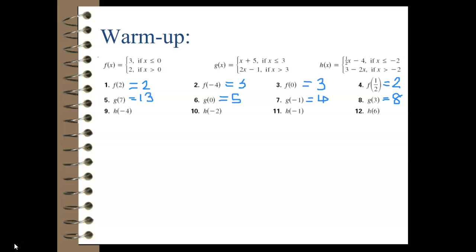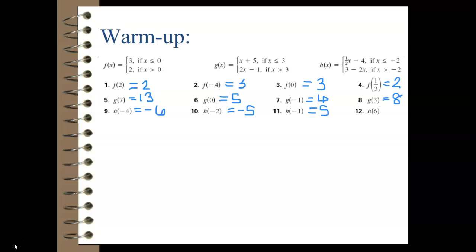-4 for h, so -4 is less than or equal to -2. So -4 times 1/2 is -2. -2 minus 4 is -6. -2 goes to the equal, which is the top, so you get -1 minus 4, which is -5. -1 is greater, so you plug it into the bottom, so you get 3 minus 2 times -1. 2 negatives make a positive, so we get 5.